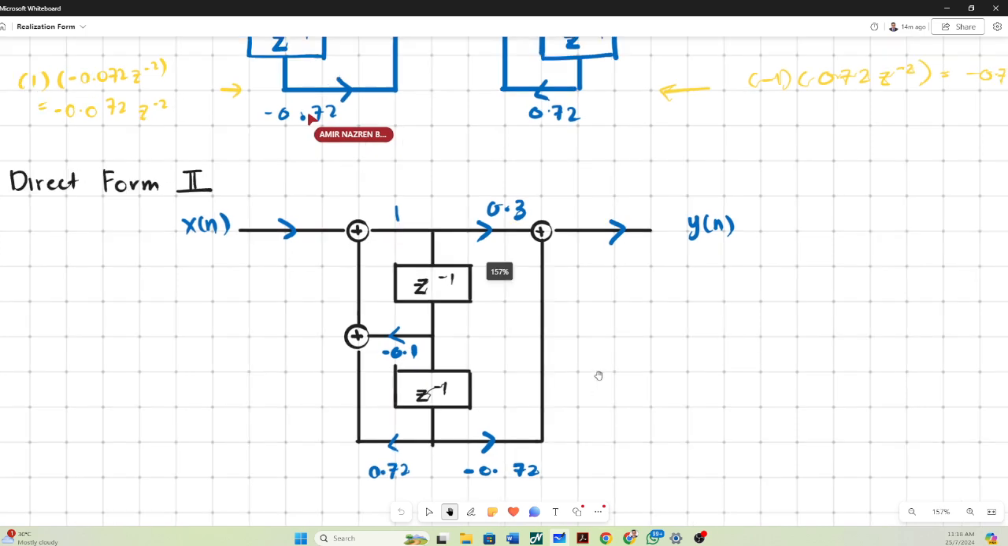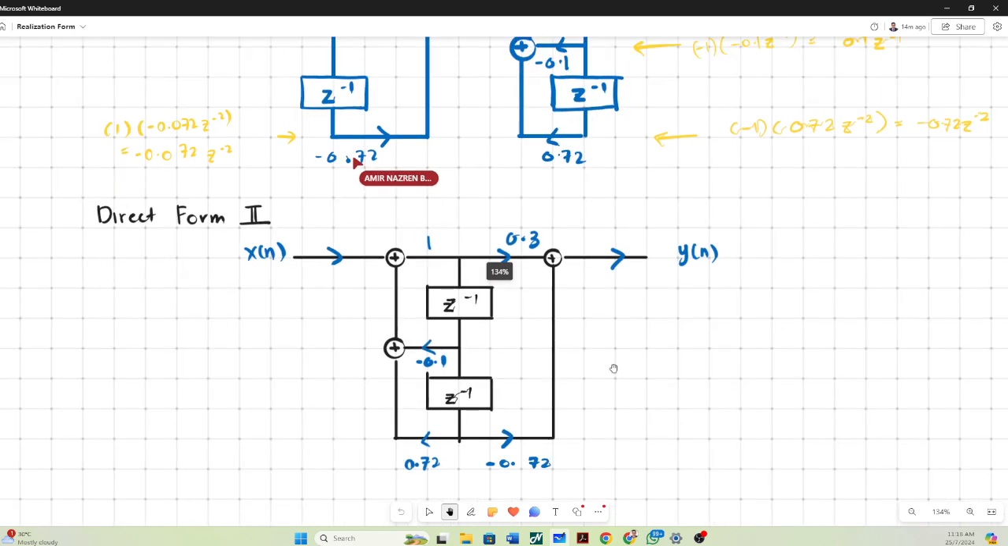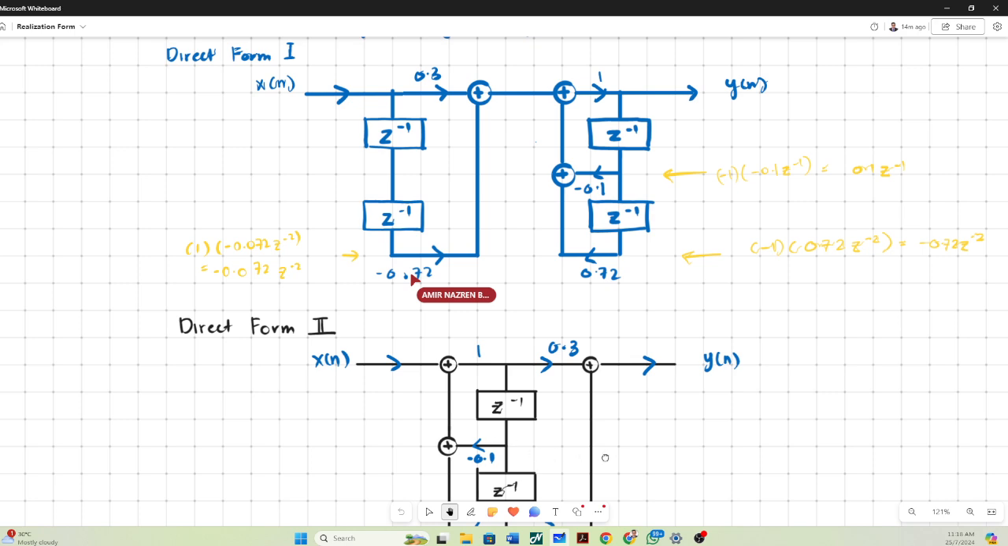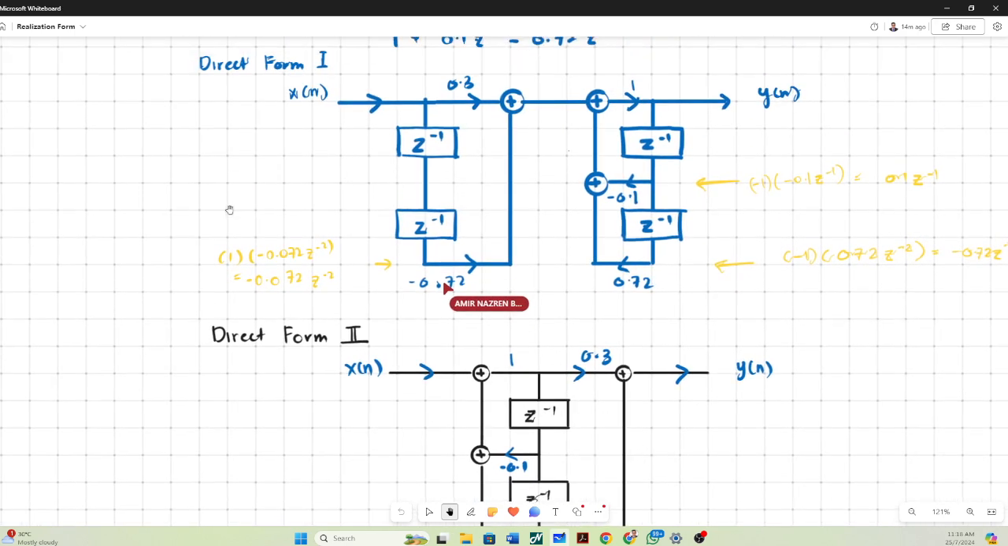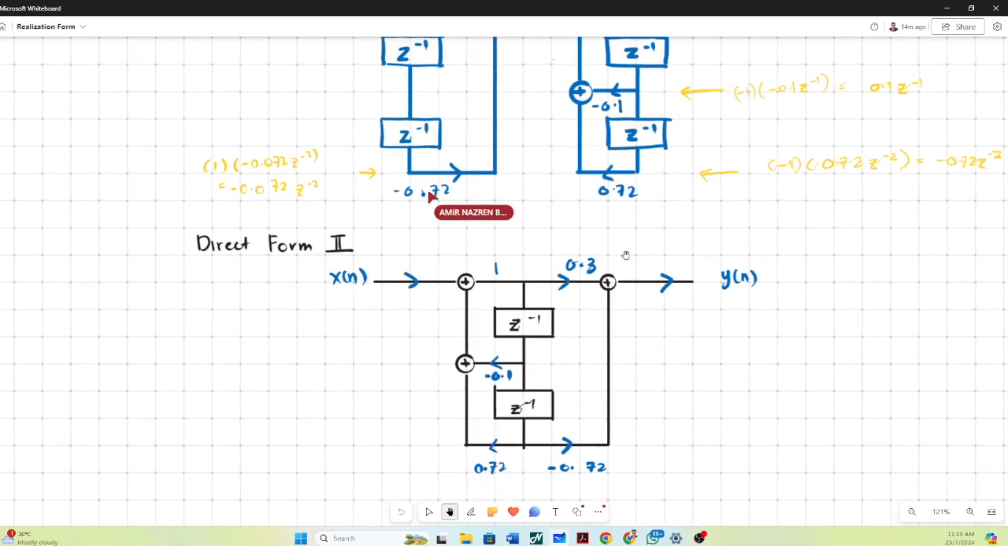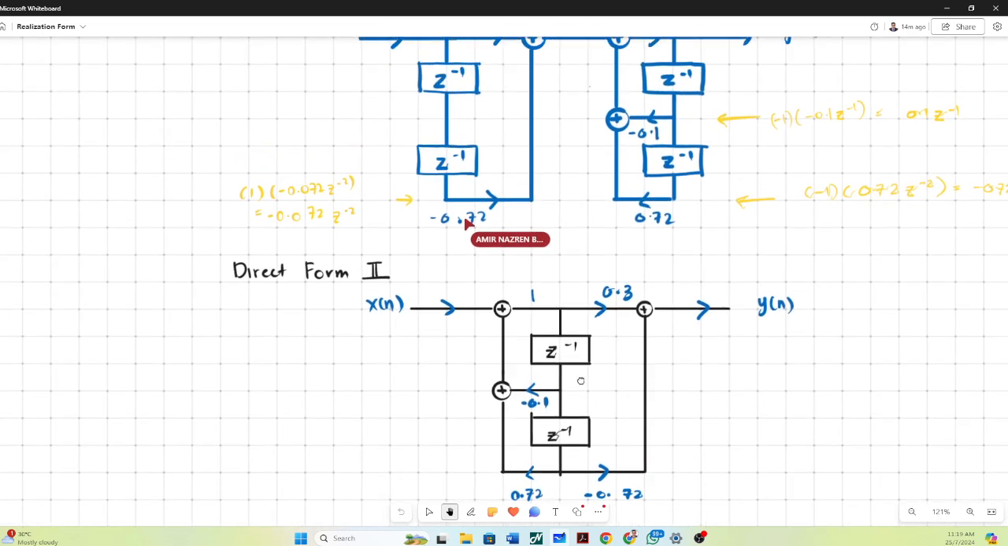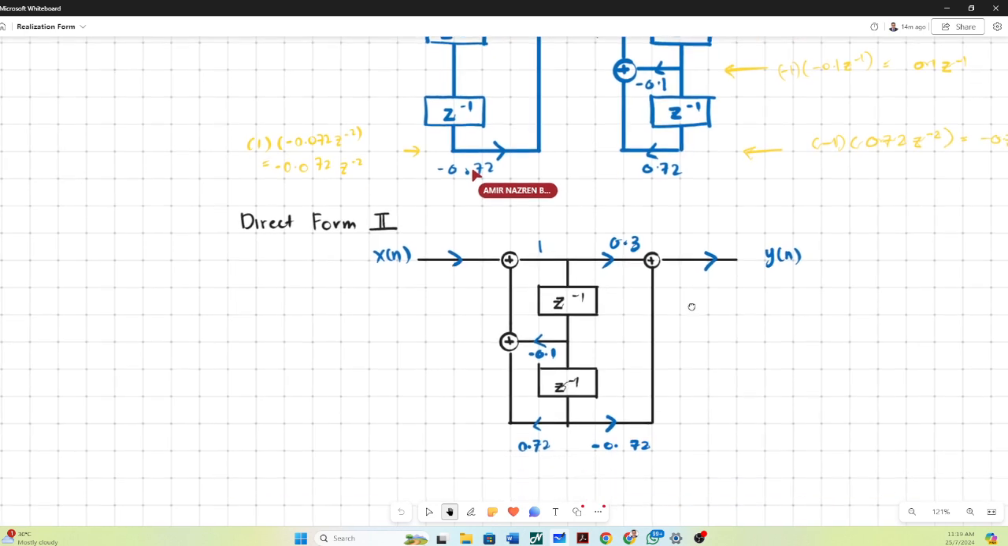So this is the way we draw direct form 1 and direct form 2. The conclusion is that in direct form 1 we require separate Z delay boxes for the X and Y. However, for direct form 2, we combine both delay boxes into the common center of the system. So the X and Y share the same Z delay boxes.